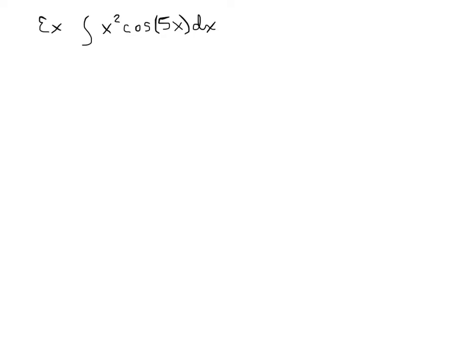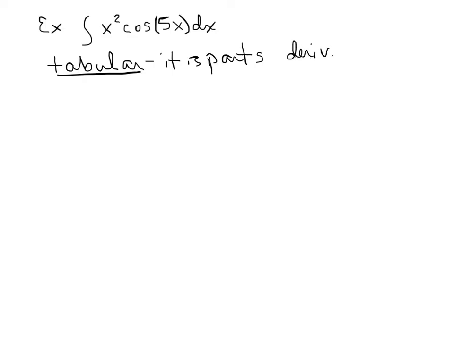So here's a little trick. This is called tabular integration by parts. It does the multiple integration by parts for you, but the only trick is that derivatives have to go to 0. So you can use this if what you choose for u goes to 0.